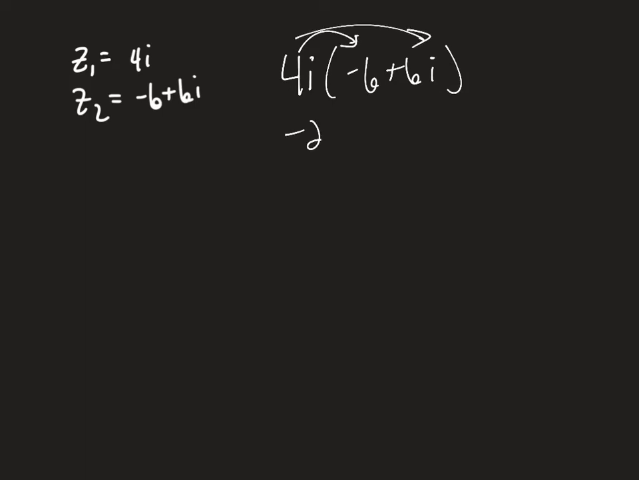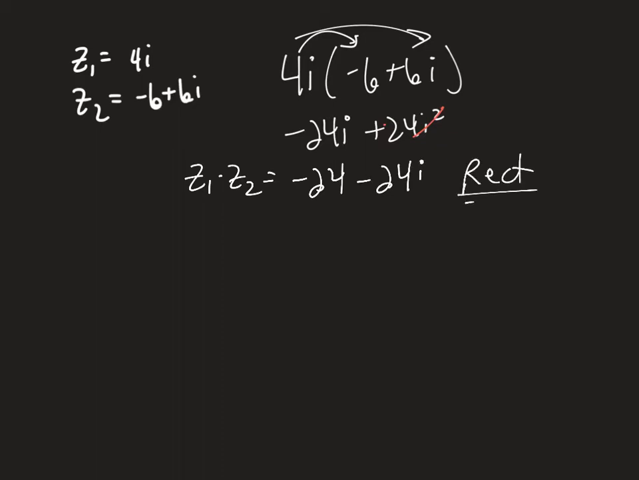So I will get a negative 24i plus 24i squared. And remember, i squared is the same as -1. And so when I do this here, I will have the product. The product Z1 times Z2 is going to be negative 24 minus 24i. That would be in rectangular form, okay?